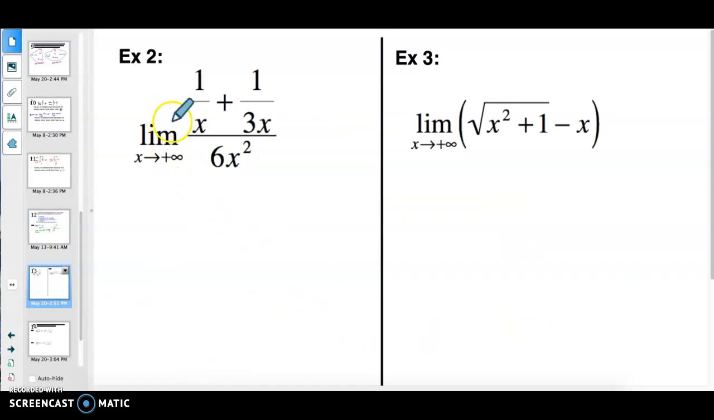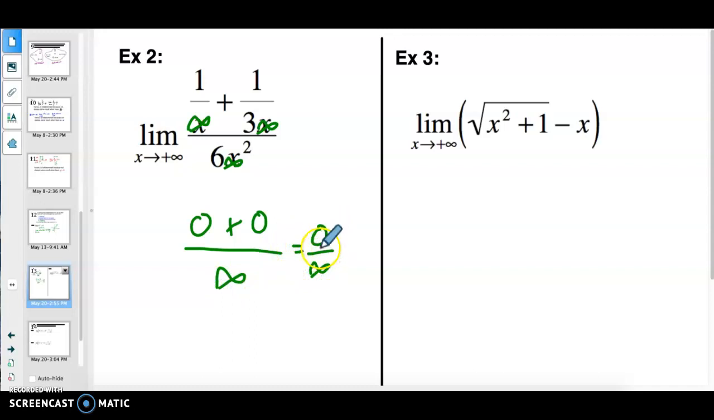Our last two examples. In this one, if I plug in infinity, 1 over infinity goes to 0. 1 over 3 times infinity, so 1 over infinity again goes to 0. And then on the denominator, that's going to go to some huge number, infinity. So what we're left with right now is 0 over infinity, and 0 divided by anything is going to be 0. So the limit of this function as x goes to infinity equals 0. So that one was a determinate situation.